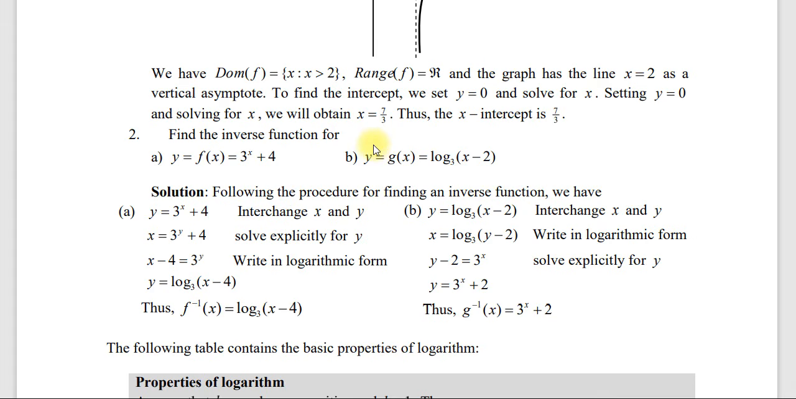ኢንቨርስ ስንፈልግ በኤክስፖኔንሻል ፋንክሽን እና ሎጋሪዝሚክ ፋንክሽን ማለት ነው። ሎጋሪዝሚክ ኢንቨርሱ ኤክስፖኔንሻል ነው፣ ኤክስፖኔንሻል ኢንቨርሱ ደግሞ ሎጋሪዝሚክ ነው። ስለዚህ እስቲ እንስራ። y which is equal to 3 the power of x plus 4 ማለት ምንድነው የምናደርገው? የመጀመሪያው ስቴፕ x እና y ኢንተርቼንጅ ማድረግ። ስለዚህ x which is equal to 3 the power of y plus 4. So solve explicitly for y. አሁን አራትን ወደዚህ እንውሰዳት። x minus 4 which is equal to 3 the power of y.